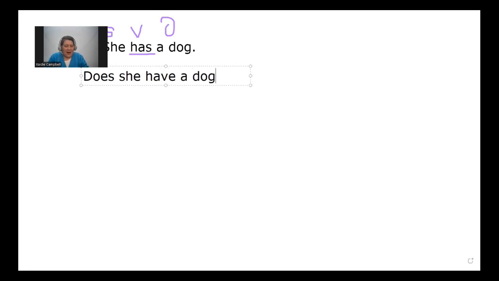And when I ask that question, this does right here indicates the third person S. So this S is now here on the auxiliary verb, okay? And then this becomes the base verb. We call this the base verb. You ready for the next step?